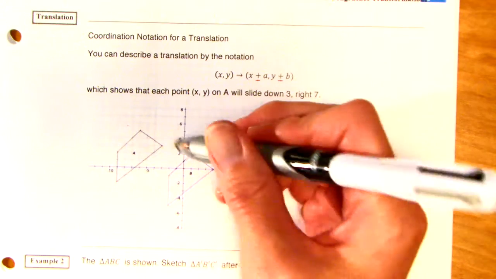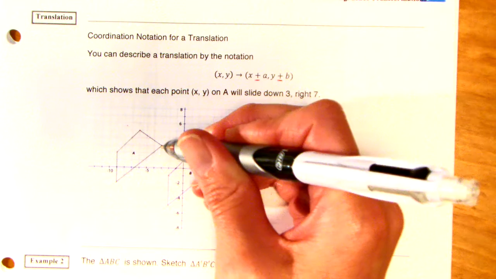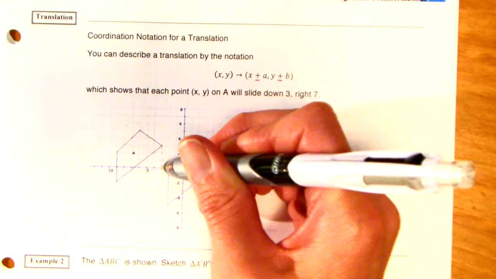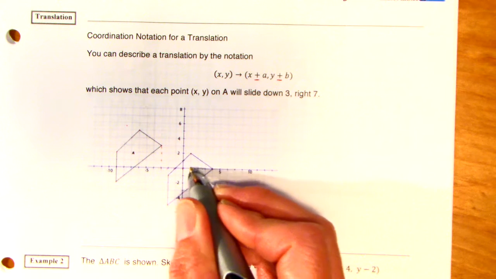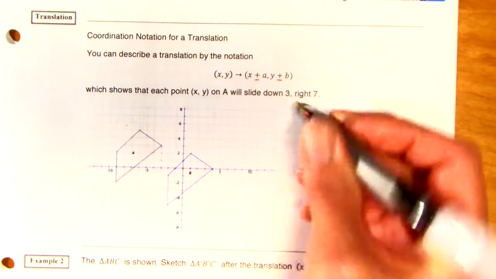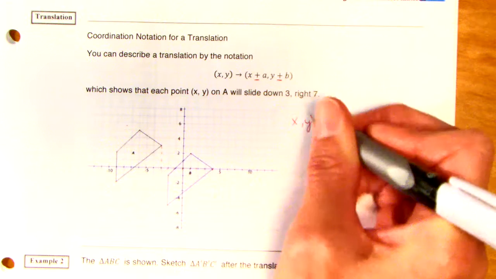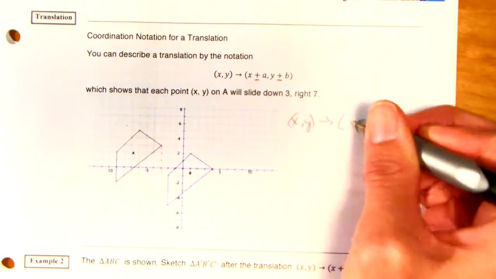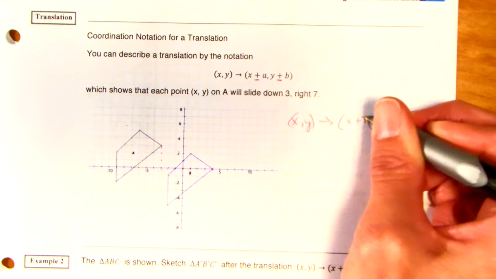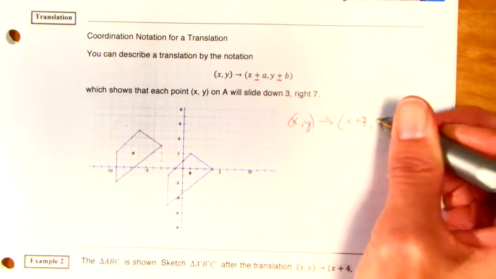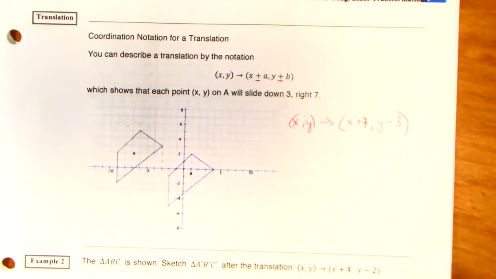Let's just look at this point. Down 1, 2, 3, over 1, 2, 3, 4, 5, 6, 7. So what you would write for the rule would be x plus 7, because that's left and right, and then y minus 3. Okay? That's kind of hard to see. Back to the black.